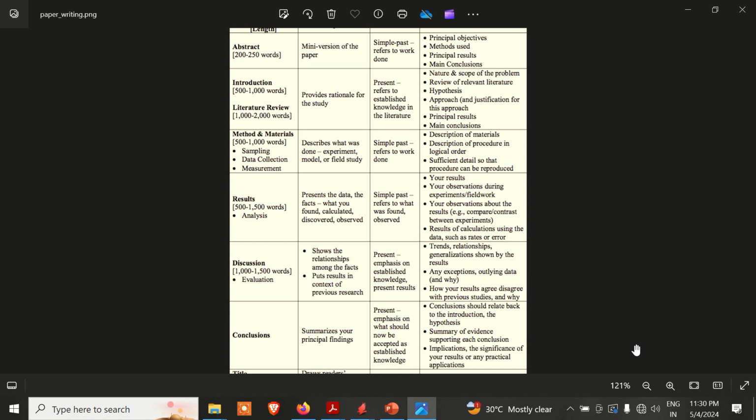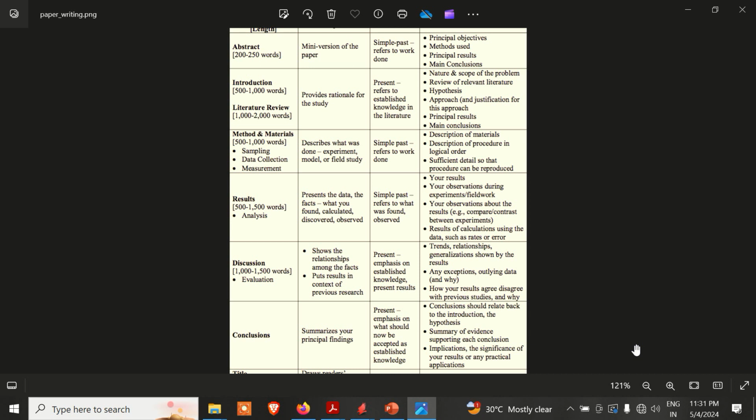Use simple past sentences, referring to what was found and observed. So it's all about your results, your observations, your experimentation results, your field work. Compare and contrast between the experiments, results of calculations by using some data, plots, and so on. It's all about your experimental work.